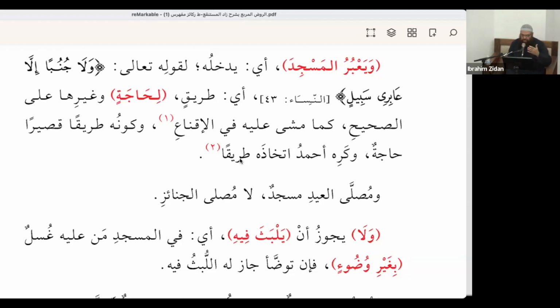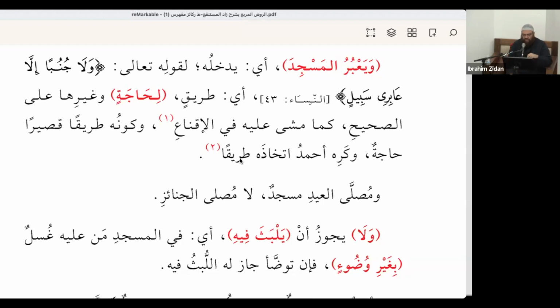He's just crossing the masjid, as he took in الإقناع من الحجاوي. وكونه طريقا قصيرا حاجة, and for the fact that he's making it other than for a haja. So there's the haja, the need, versus there's no need. This is what he says according to as-sahih from the madhab, whether it's haja or not, because the masjid is going to be a short distance anyway. So the fact that it's a طريق قصير, it's a need.